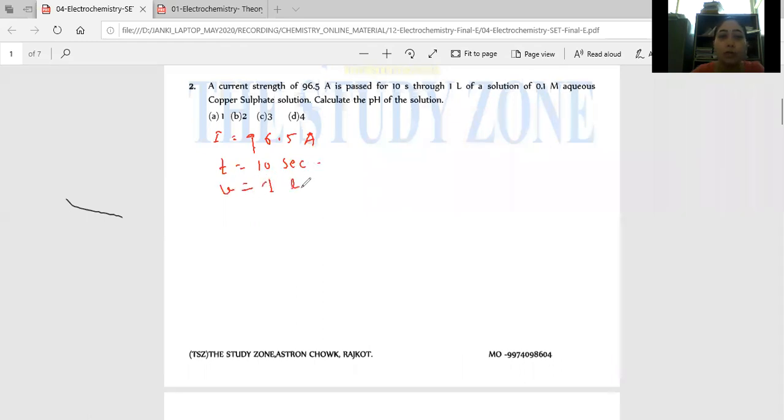Don't worry if we have 1 liter. Apart from 1 liter, if it were given otherwise, you would need to take care, because in finding concentration, volume is in the denominator, right? And the concentration of solution is C is equal to 0.1 molar. So now we have I, T, volume, copper sulfate solution. Then what is the pH of the solution?